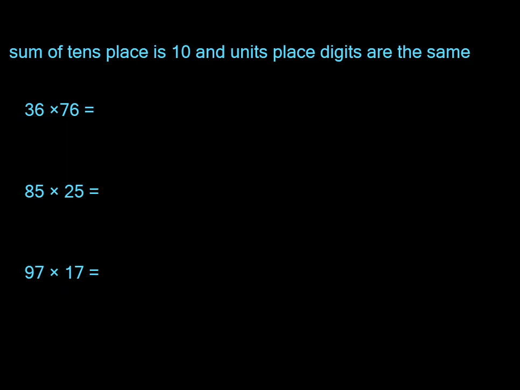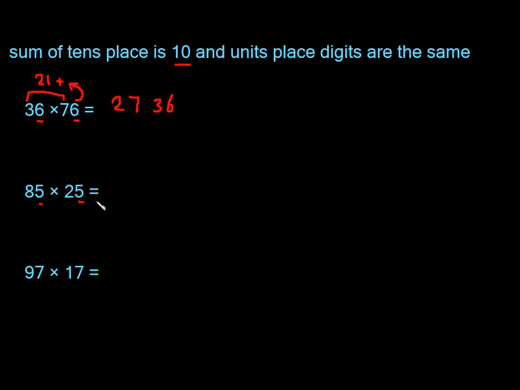Let's go to the next way. Multiplying two numbers where the sum of the tens place equals 10 and the units place digits are the same, like 36 times 76. The first step, we will multiply 6 times 6. So 6 times 6 equals 36, write it here. And then multiply the tens digits, 3 times 7 equals 21. And then add the units to this number. So 21 plus 6 equals 27, write it here. So the answer is 2736.